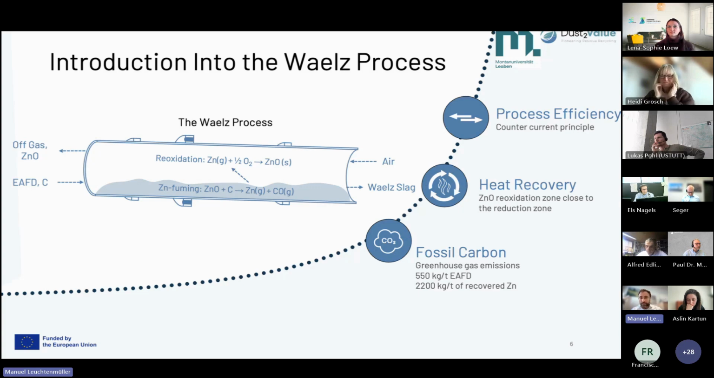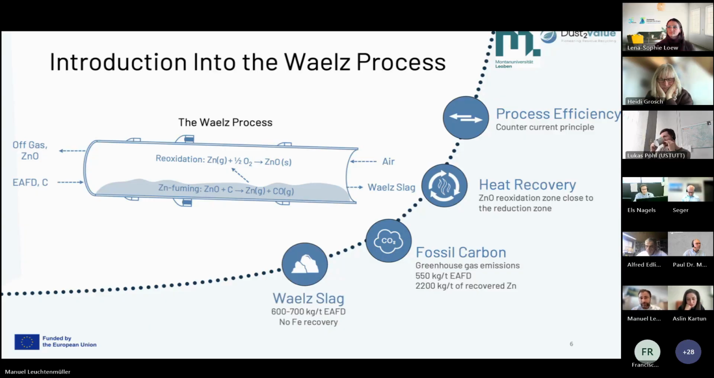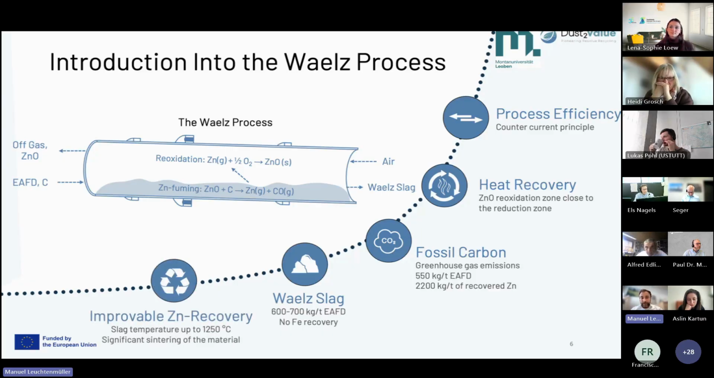And one of the major problems and challenges is the use of fossil carbon. The carbon footprint of this process is quite high, especially in terms of recovered zinc. As mentioned, there's also Wels slag, around 600 to 700 kilograms, with some zinc inside also. The iron is not recovered. And we estimate that around 30,000 tons of zinc end up in landfills every year in Europe alone due to the underutilization of this Wels slag.